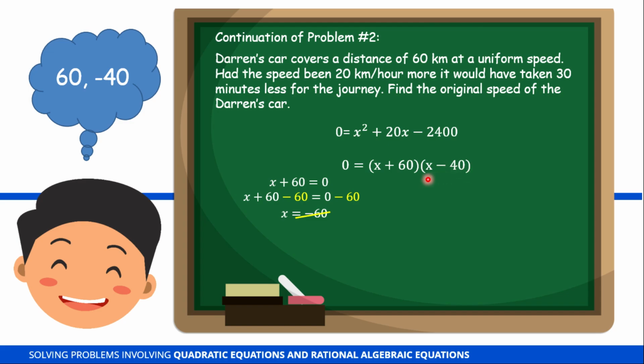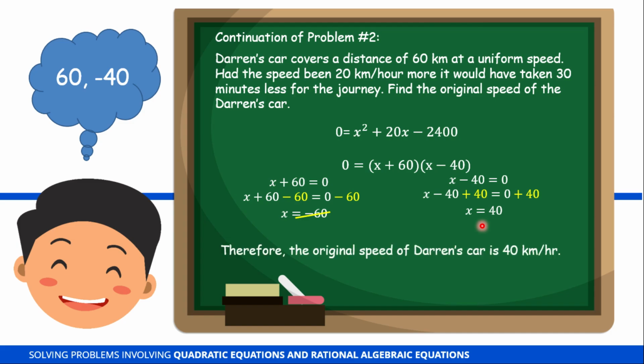Now, let's work on x minus 40. That will become x minus 40 is equal to 0 gamit ang zero product property. Okay, mag-add tayo both sides ng positive 40 para ma-eliminate natin yung negative 40 sa left side at x lamang ang maiwan dito. Okay, so 0 plus 40, that is 40. Ang value ng x na nakuha natin is a positive value which is 40 and kagaya ng sinabi natin kanina, ang x, that will be our original speed. Okay, therefore, the original speed of Darren's car is 40 kilometers per hour.